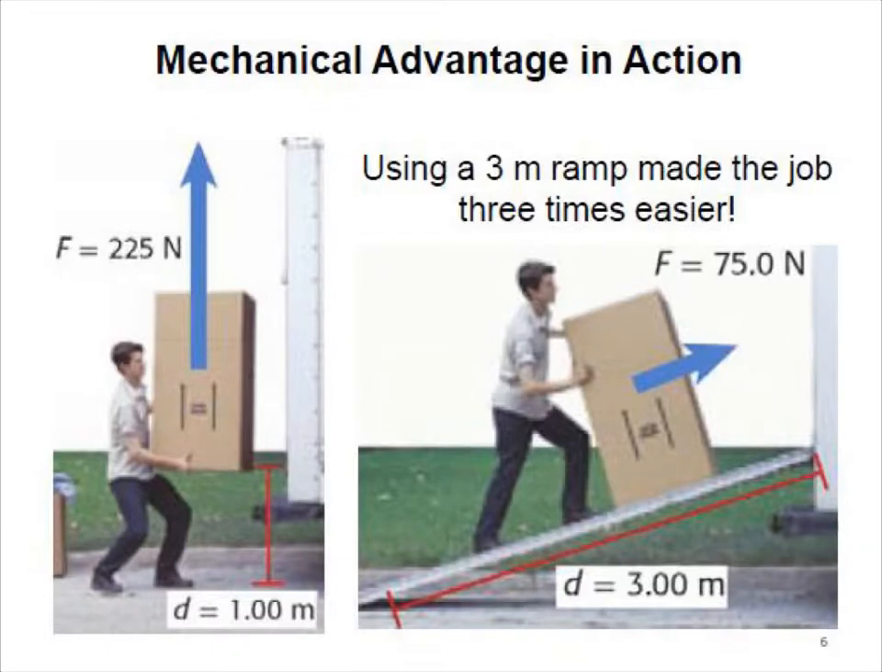As you can see on this slide, the first scenario shows the man lifting a cardboard box 1 meter using 225 newtons of force. In the second scenario, the same man is pushing the cardboard box 3 meters using 75 newtons of force. By using a 3-meter ramp, he was able to make the job 3 times easier. We would say that this inclined plane has a mechanical advantage of 3 to 1, or simply 3.